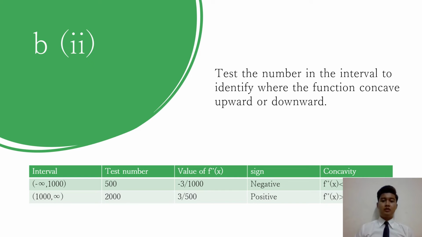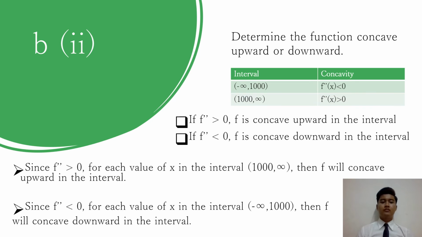After that, test the number in the interval to identify whether the function is concave upward or downward. For the first interval, negative infinity to 1000, the test number chosen was 500, and when 500 is plugged into the function f prime x, we get negative 3 over 1000. So the sign is negative and the concavity is f double prime x less than 0. For the second interval, 1000 to infinity, the test number chosen was 2000, and when plugged into f prime x, we get 3 over 500. The sign is positive and the concavity is f double prime x more than 0.